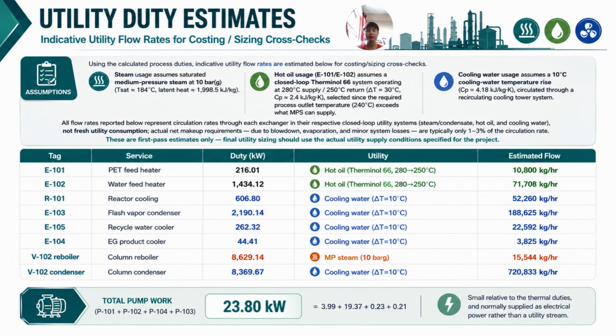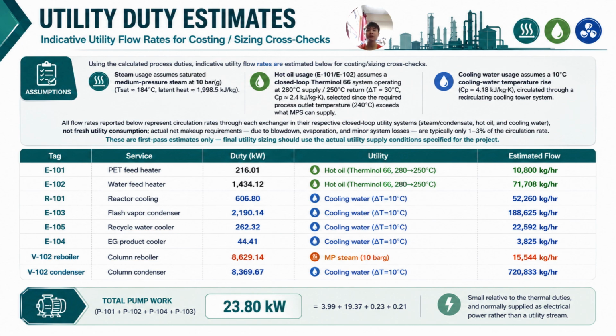This slide summarizes the utility duty estimate for our major heat exchangers, used for costing estimation. We use three utilities: hot oil for the feed heating, cooling water for the condenser and cooler, and medium pressure steam for the column boiler. The largest duties are the V102 boiler at 8,629 kilowatts using steam, and the condenser at 8,370 kilowatts using cooling water. These dominate our utility cost.